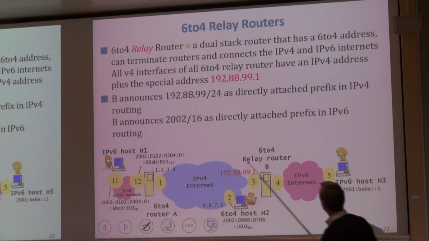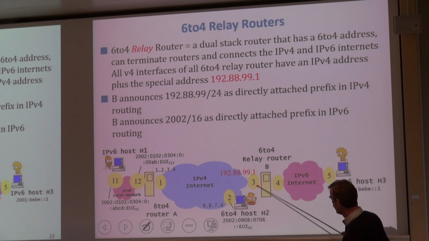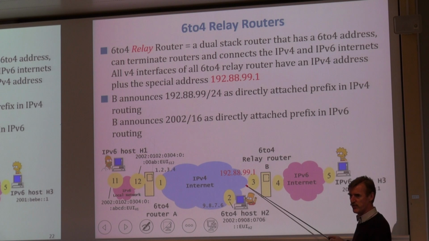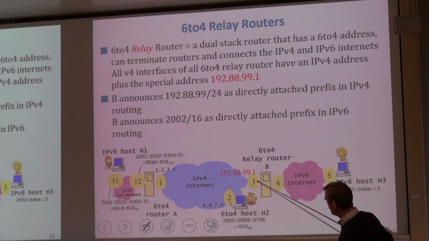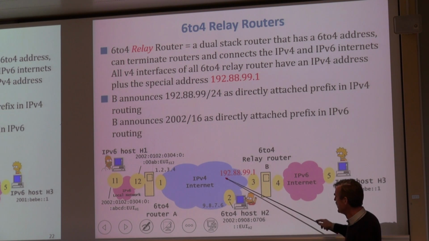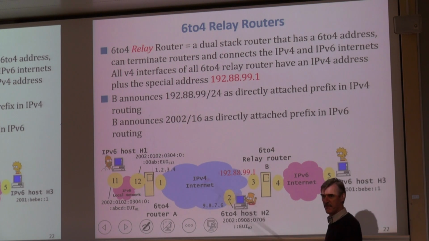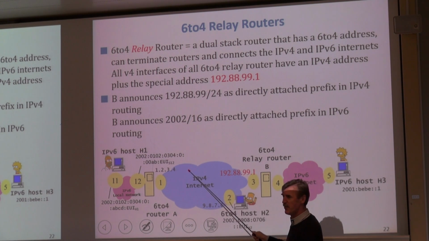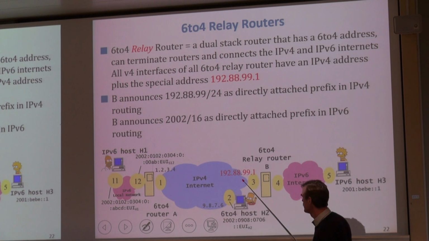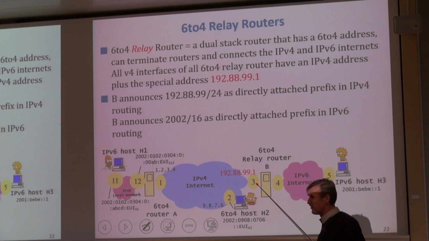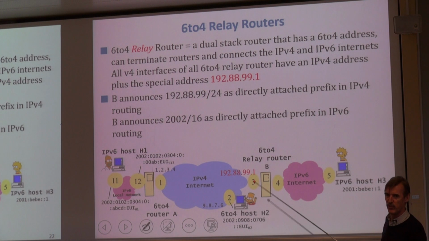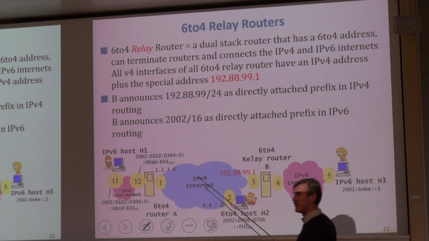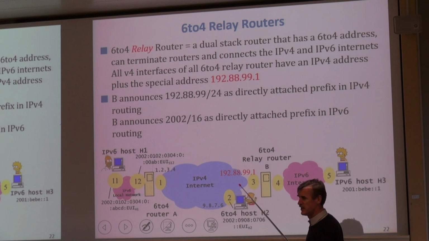So the relay router has an IPv4 address, which is whatever its IPv4 address is, but in addition, it injects into IPv4 routing this address, which means that anybody in the IPv4 internet who sends a packet to this address will go to interface number 3 if this is the single router in the world doing it. Probably there are more than one router doing that. It will therefore go to the nearest of those routers that have advertised this address into the routing protocol of the IPv4 internet.